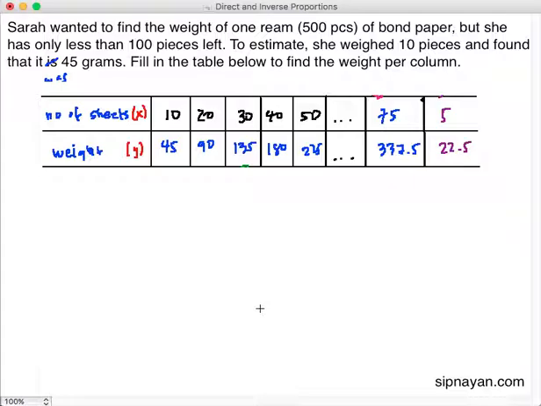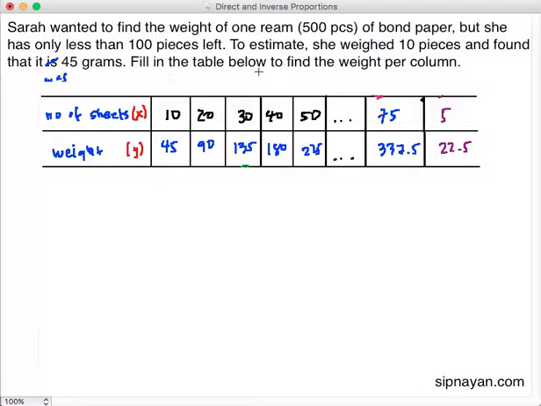Kung sinusundan nyo yung ating series, sinusolve natin tong problem na to, and ito yung pinakaunang problem natin sa series of videos natin. Ang situation dito is gusto ni Sarah i-weigh yung 500 sheets of bond paper. Kaso, less than 100 na lang yung natira sa kanya. So, para ma-estimate niya, winay niya yung 10 pieces and found that it is 45 grams.